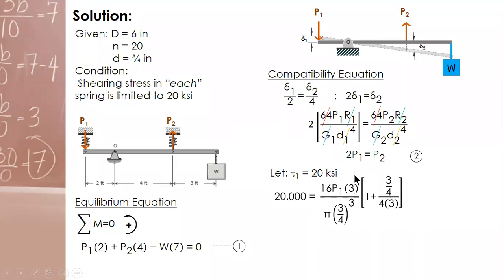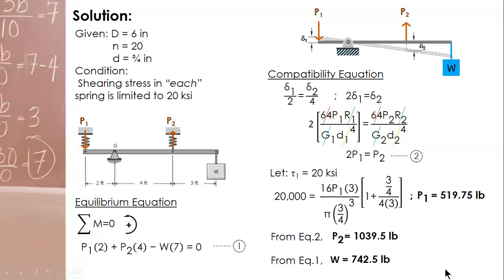Simplify, and you get P1 equals 519.75 pounds. Then you go back to equation 2 to get P2, which is 2 times P1. Knowing P1 and P2, you go back to equation 1 and you get W. The first value is 742.5.